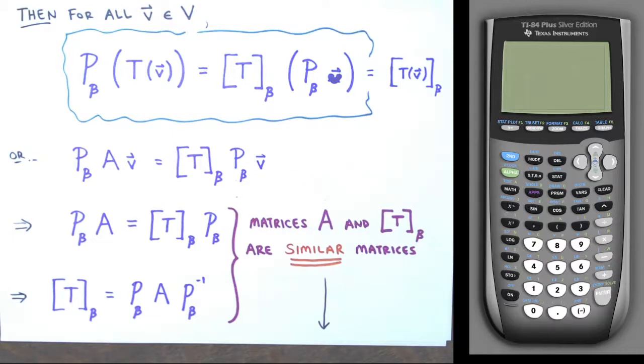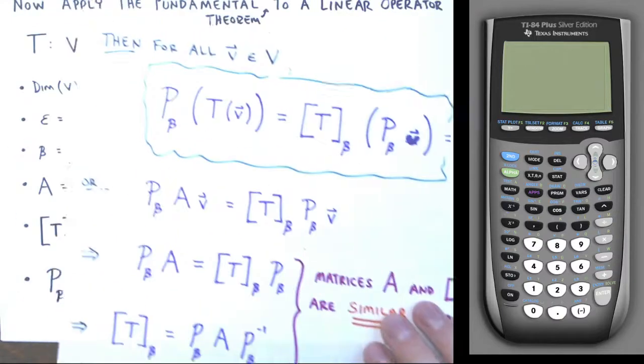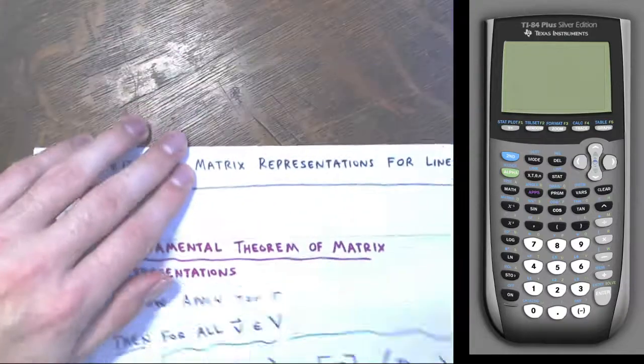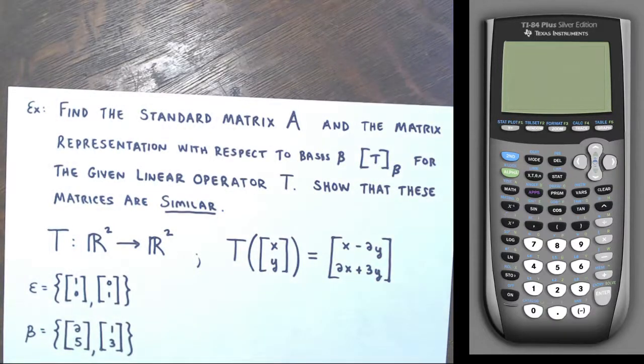Wonderful. It's been 20 some minutes and I haven't gotten to a single example. It's been very notation heavy, this video, as was the video on the fundamental theorem of matrix representations. But now, let's get to some examples. So I have examples here of linear operators, where the domain and codomain are the same vector space.